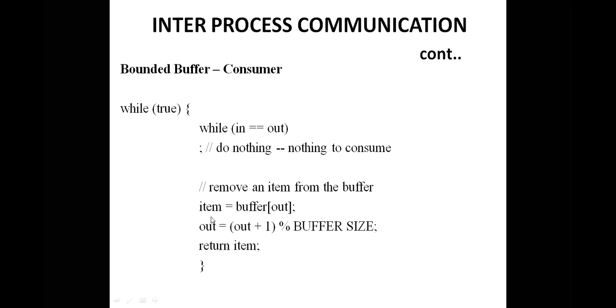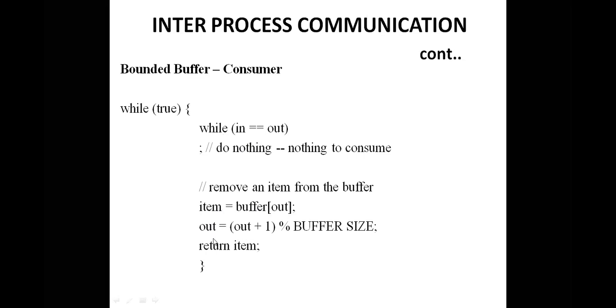Next, item equal to buffer of out. What is the initial value? Buffer of out means buffer of 0. So the 0th location value will be removed from the buffer and kept in the item.